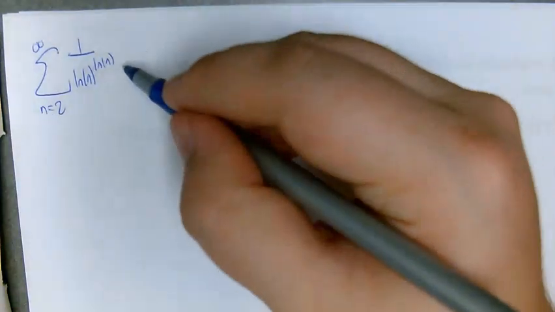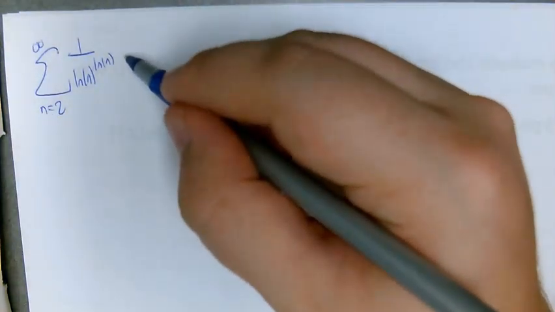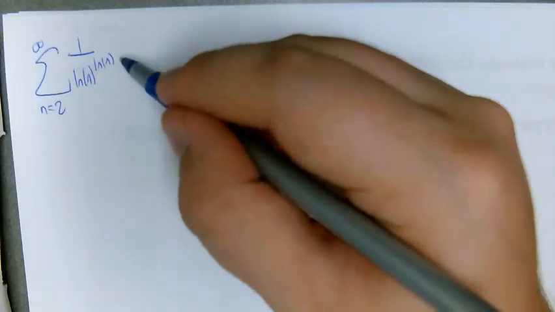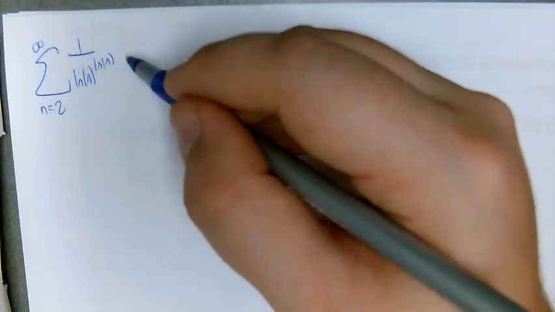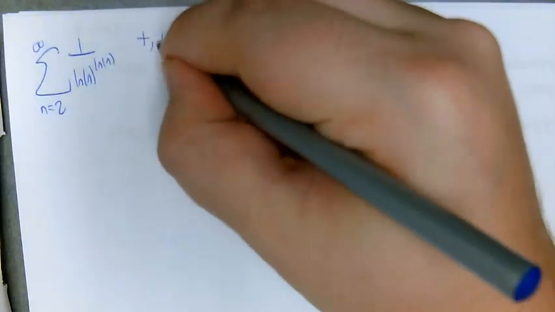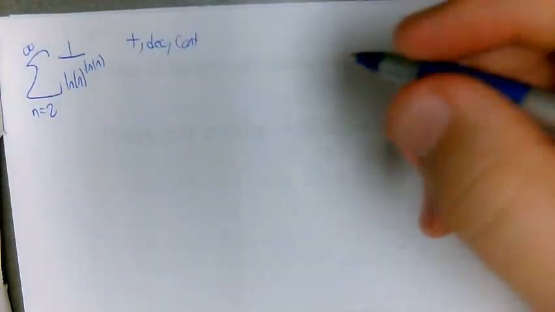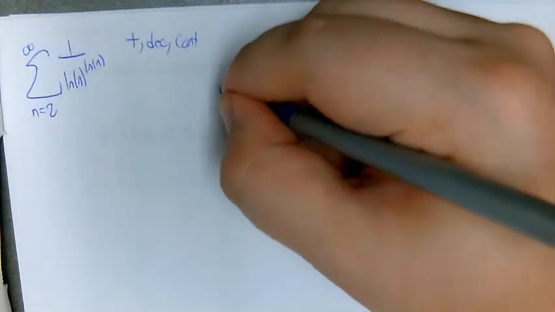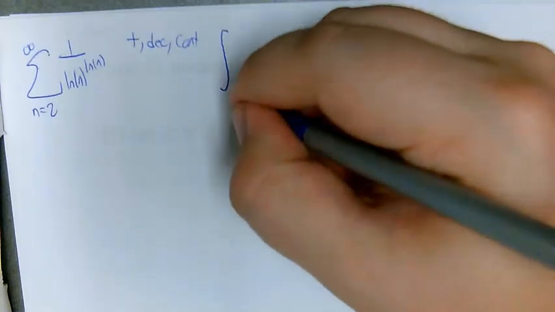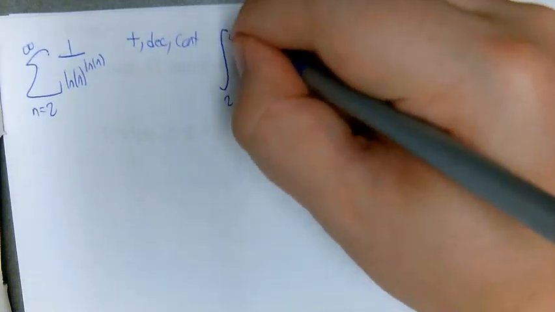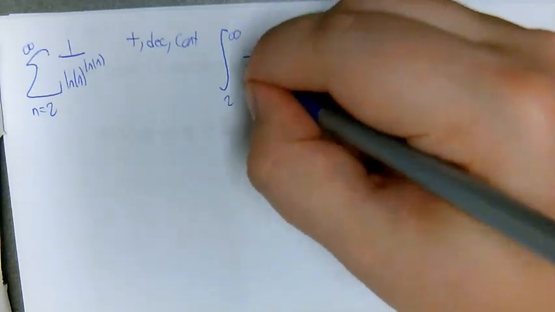But anyways, what we need to do is figure out what we're going to do for this series. And for this one, I'm going to use the integral test. This is positive, decreasing, and continuous, at least as far as 2. So let's go ahead and do the integral test here. This is going to be a little bit different from usual, and I'll show you why.